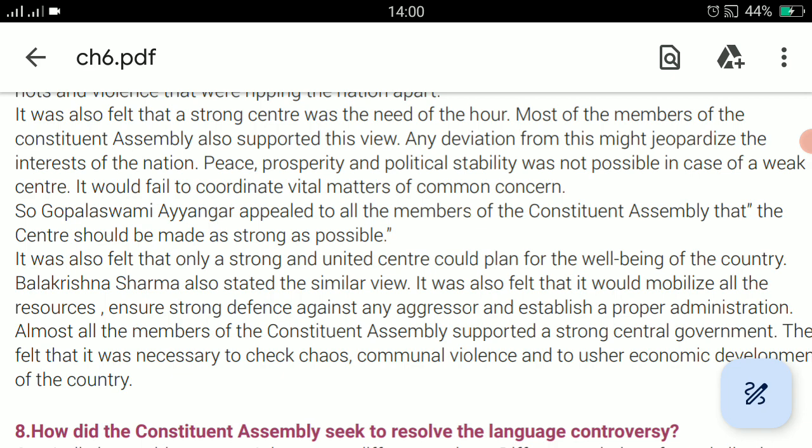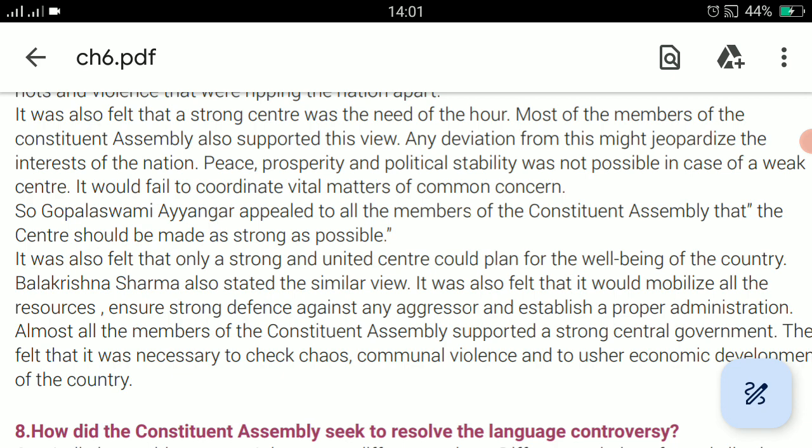It would fail to coordinate vital matters of common concern. So, Mr. Gopal Swami Iyengar appealed to all the members of the Constituent Assembly that the center should be made as strong as possible. It was also felt that only a strong united center could plan for the well-being of the country. Balakrishna Sharma stated a similar view.